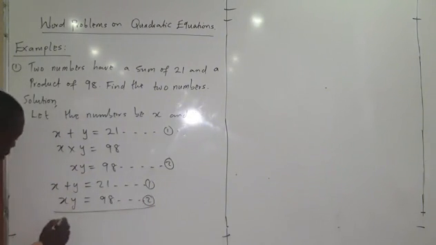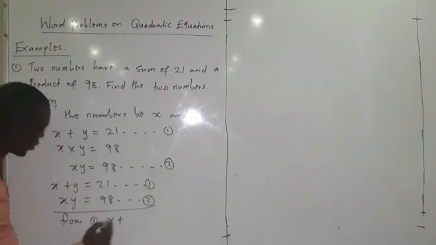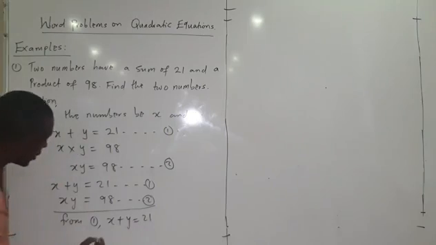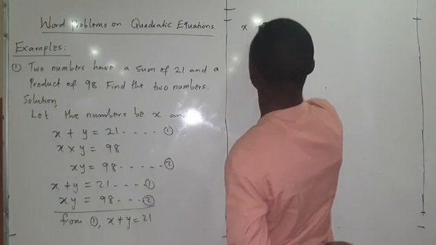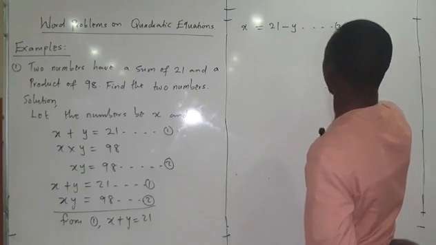So you can now say, from equation 1, X plus Y equals 21. We need to make one of the unknowns the subject of formula. If you like, you can make X the subject of formula, or you make Y the subject of formula. Let me make X the subject of formula. So we have X plus Y equals 21, then making X the subject, X equals 21 minus Y. We call this equation 3.